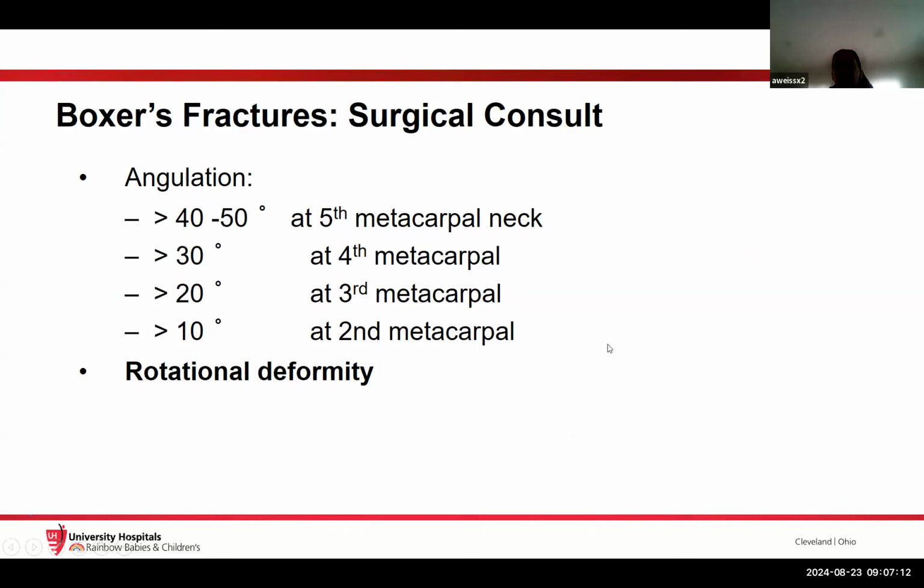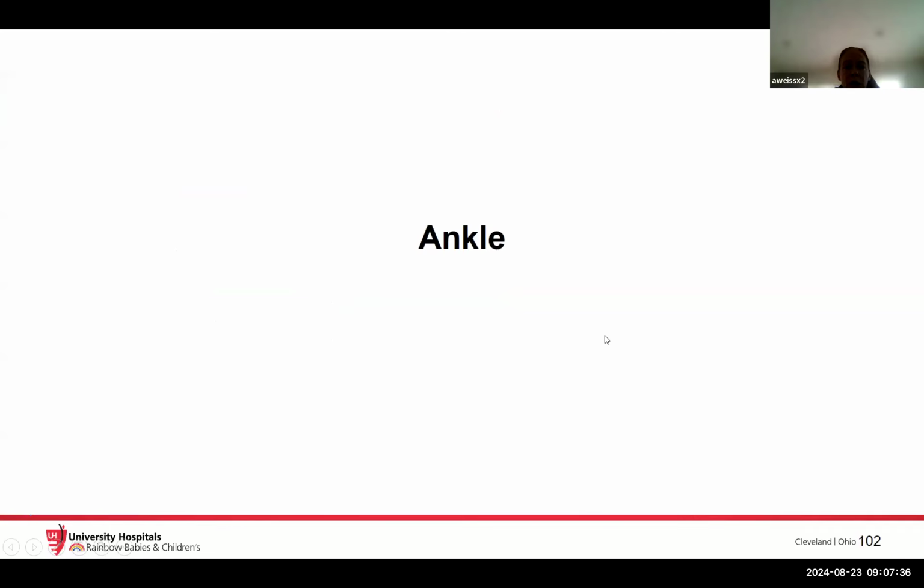For the index finger, I'm almost always going to have the surgeon take a look at it if it looks like it's even close to 10 degrees, just because function in your index finger is really important. And obviously at every single hand or finger fracture, you're looking for rotational deformity. If they have rotational deformity, they need to go see hand, or sometimes, depending on the peds orthopedic surgeon, some of them will fix these, some of them won't.